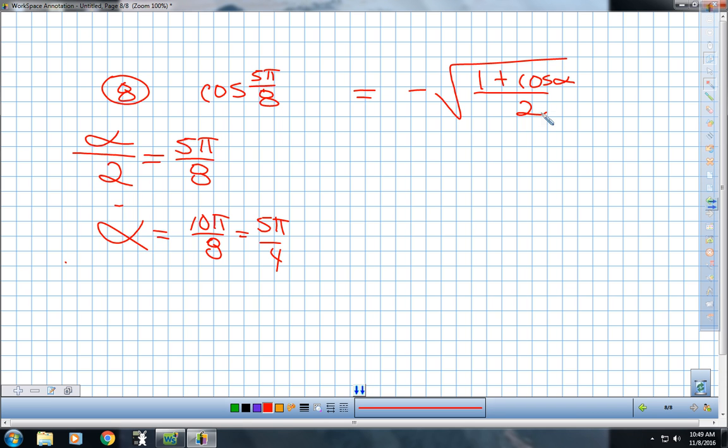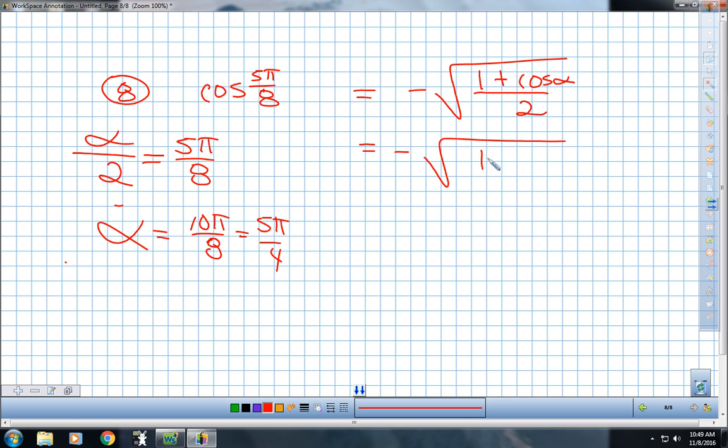Okay, yeah, so you're asking a very good question. She said, shouldn't it be in the third quadrant because 5 pi over 4 is in the third quadrant, okay? This is what we're trying to find, right? We're trying to find the cosine of 5 pi over 8. So when you want to delineate what quadrant it is, it's the original angle that we're trying to find the cosine of. Okay, good point.